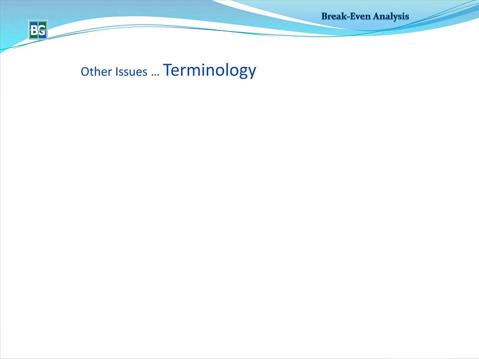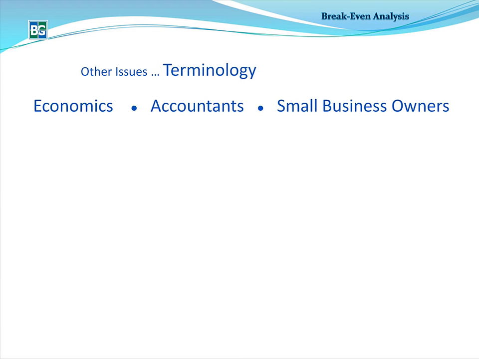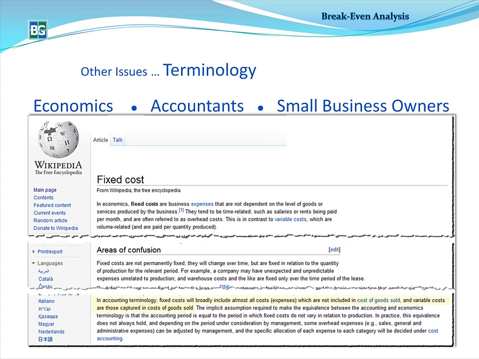Another issue focuses on terminology. It's important to understand that those in economics may view the various expenses differently than those in the accounting field, and small business owners may have a different perspective altogether. But if we go back to Wikipedia, in accounting terminology, fixed costs will broadly include almost all costs which are not included in cost of goods sold, and variable costs are those captured in cost of goods sold.